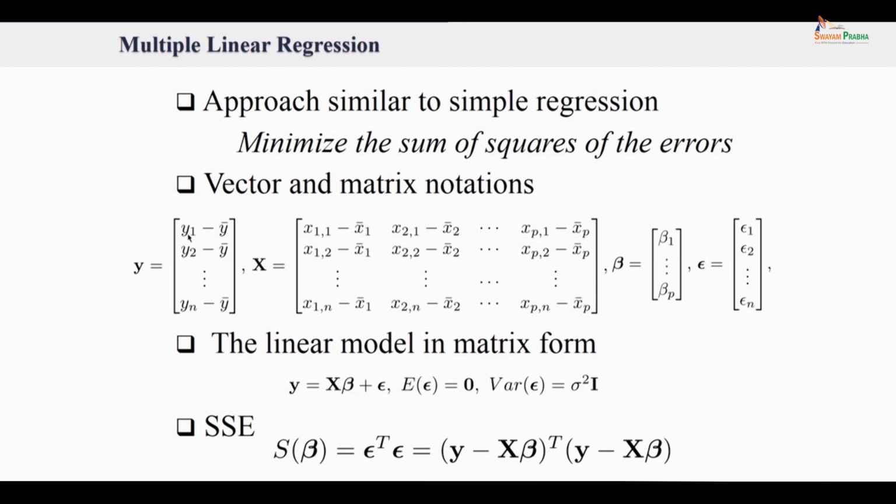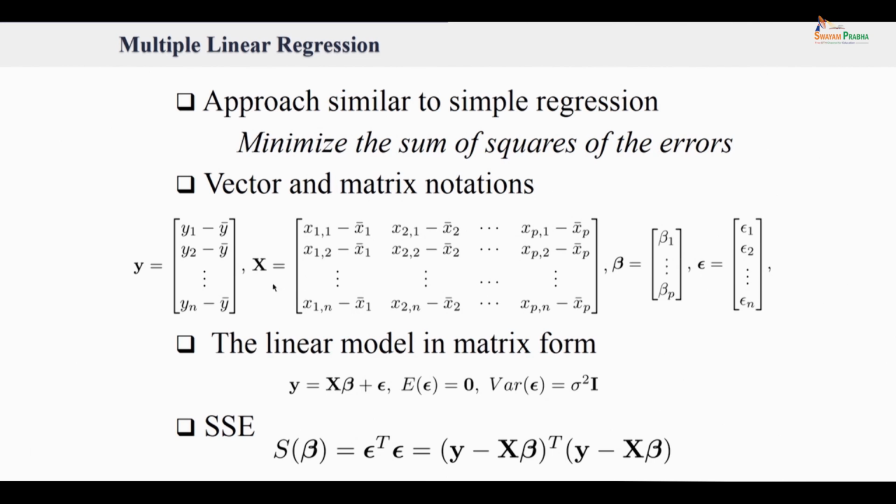So the first element is the mean shifted value of the first observation. The second value in this vector is the second sample value minus the mean value of the dependent variable, and so on for all the n observations we have. So these are the mean shifted values of all the n samples for the dependent variable.